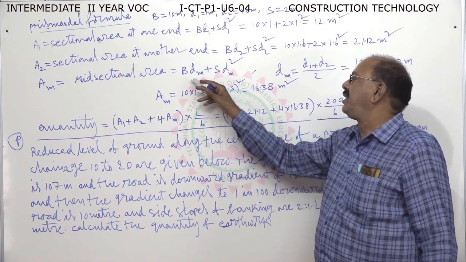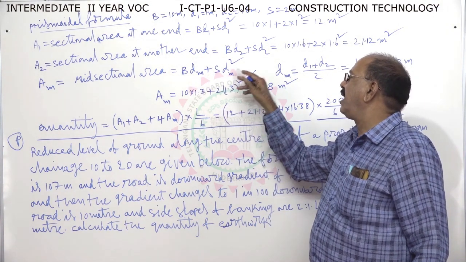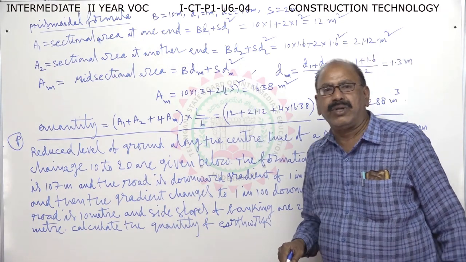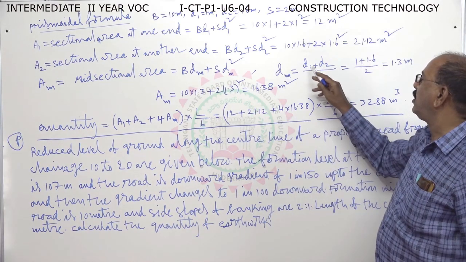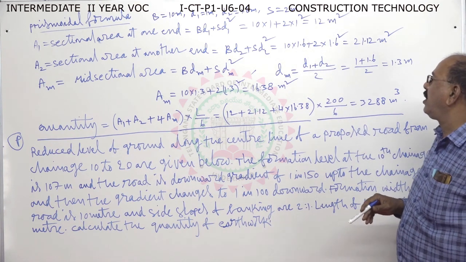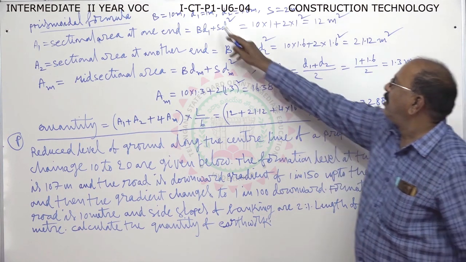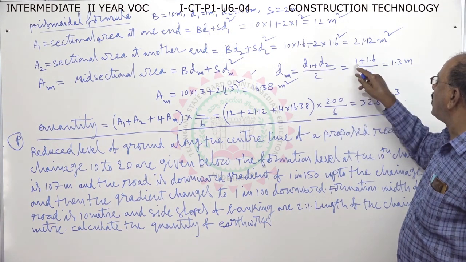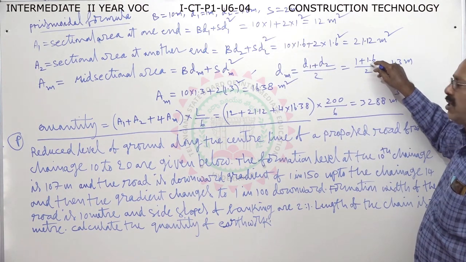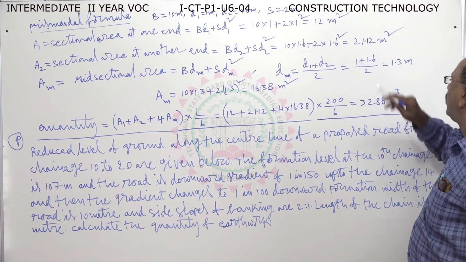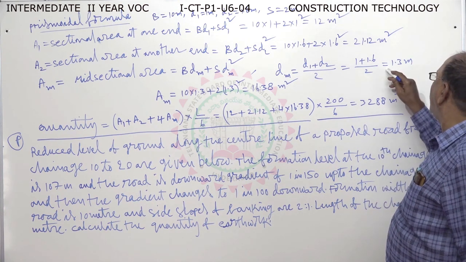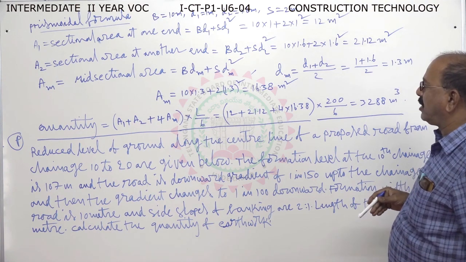Next, AM, mid-sectional area. That is equal to BDM plus SDM square. So in this formula, DM we have to calculate. So DM is equal to D1 plus D2 by 2. So what is the D1 value given? 1 meter. In the place of D1, substitute 1. Plus, what is the D2 value given? 1.6. Substitute. Divided by 2. Put 2. After calculation with the scientific calculator, you will get 1.3 meters.